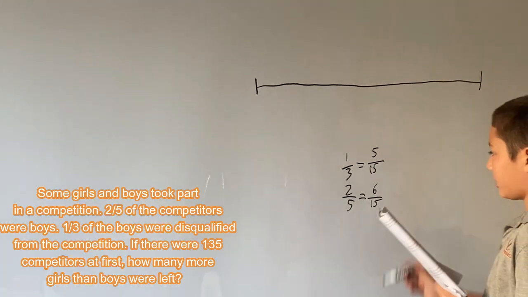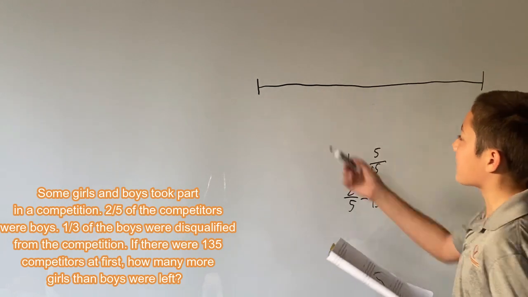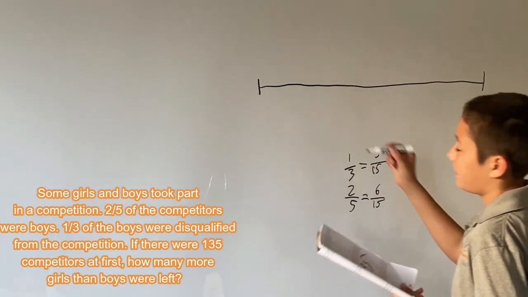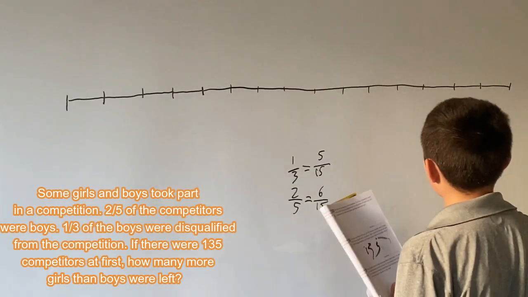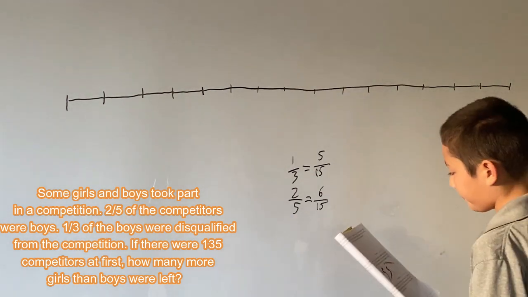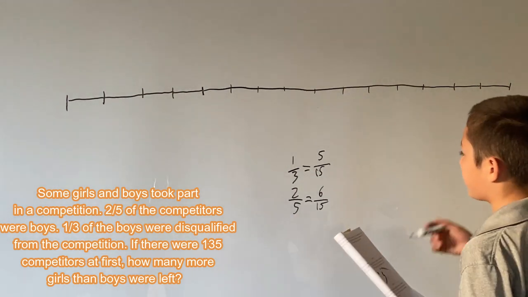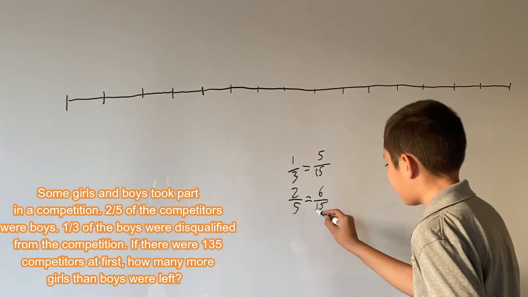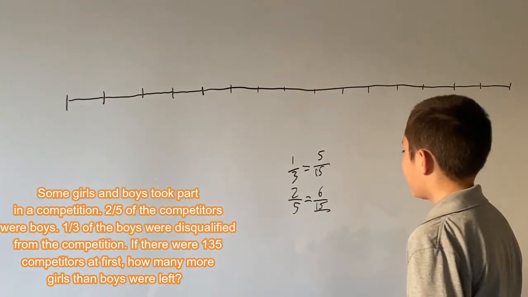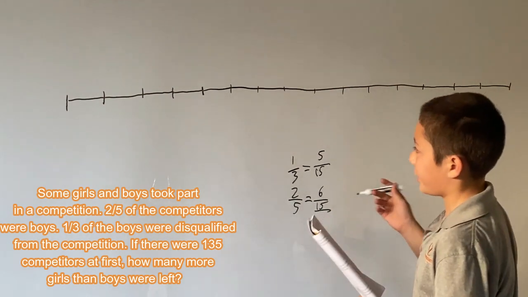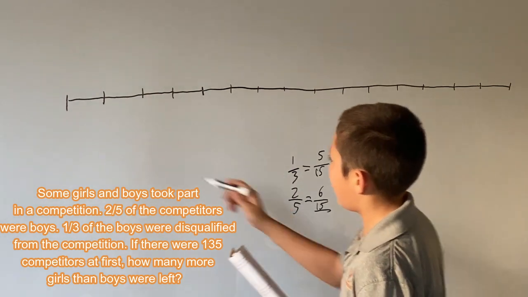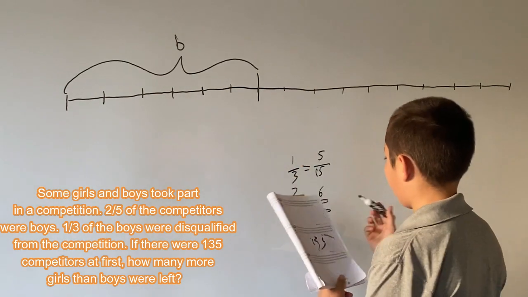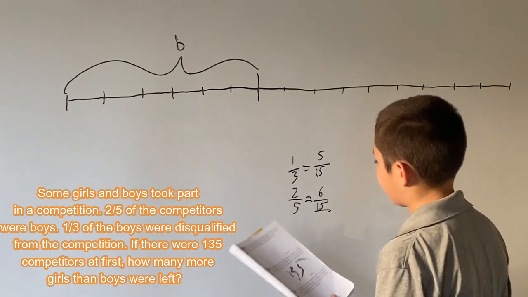So 15 is our denominator, meaning that we have to split this line segment into 15 different parts. There we go. Now we have a line segment with 15 different parts. 2/5 of the competitors were boys. Now we know that 6/15 is the same as 2/5. So 6/15 of the competitors were boys. So let's mark that out right here. And 1/3 or 5/15 of the boys were disqualified.